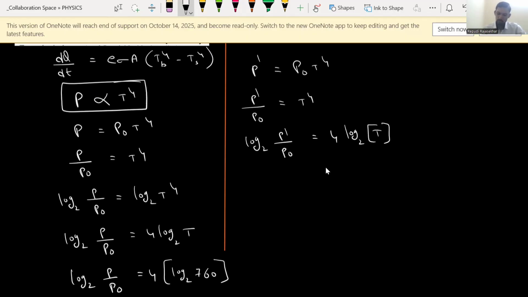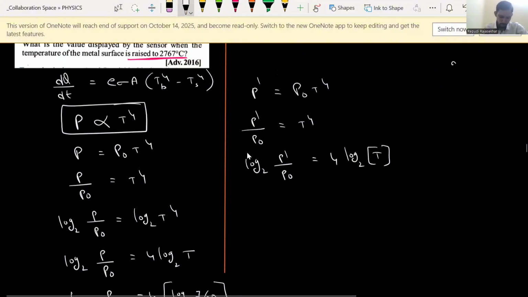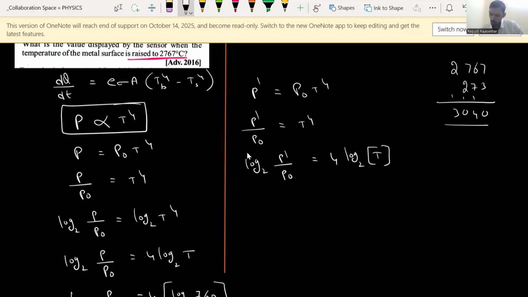But what is the temperature this time? Second case, at what temperature? That is 2767 degrees. We need to convert everything into Kelvin, the absolute temperature scale, so we add 273. That gives 3040. So log base 2 of P dash by P naught equals 4 log 2.